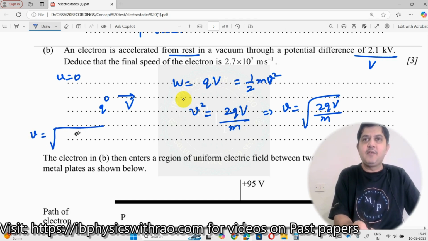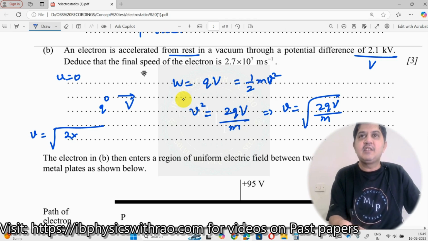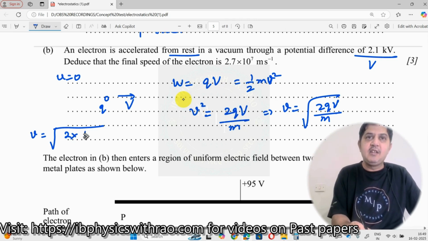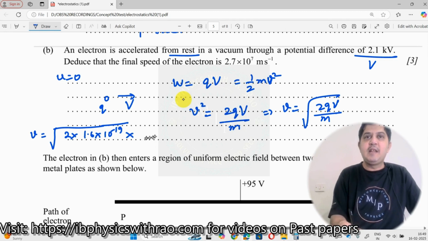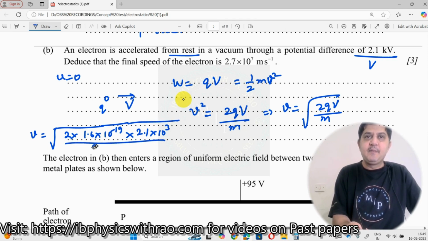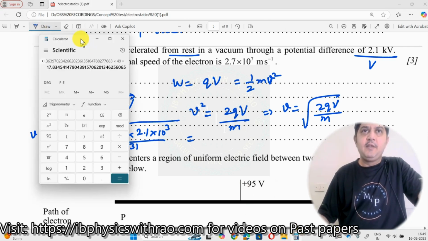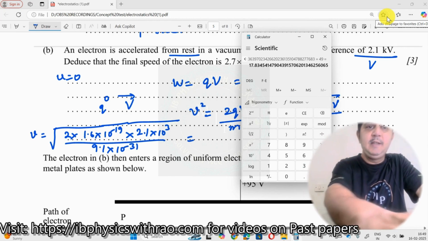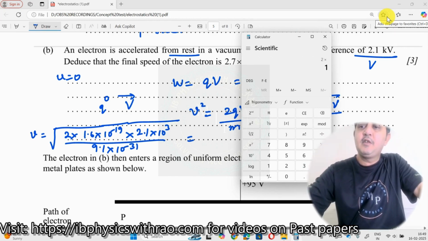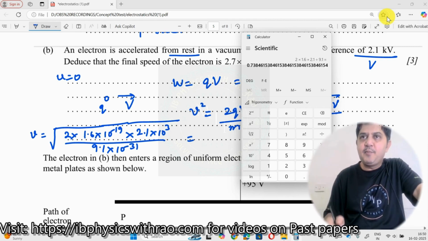v is equal to the square root of 2 into, what's the charge? Electrons accelerated, electron, 1.6 into 10 to the power of minus 19, multiplied by V, 2.1 kilovolt, 2.1 into 10 cubed, divided by mass 9.1 into 10 to the power of minus 31. Let us do this and see whether we are getting the correct result or not. We'll just use the calculator here. So this should be 2 into 1.6 into 2.1 divided by 9.1. When I get this, I get 0.7384.